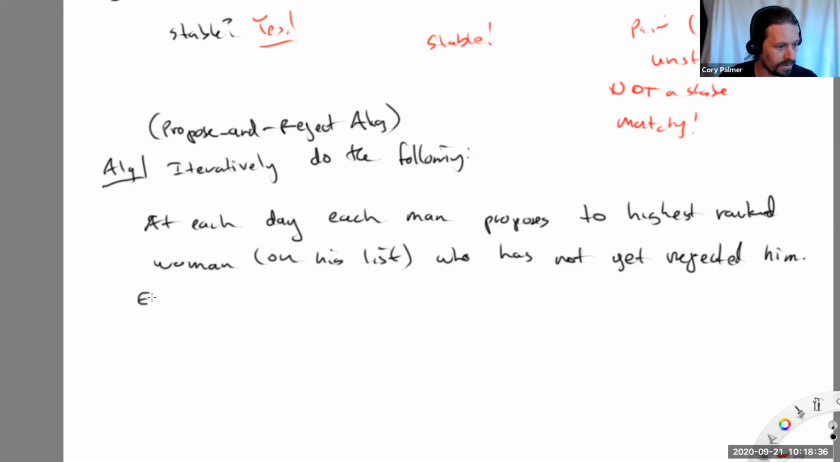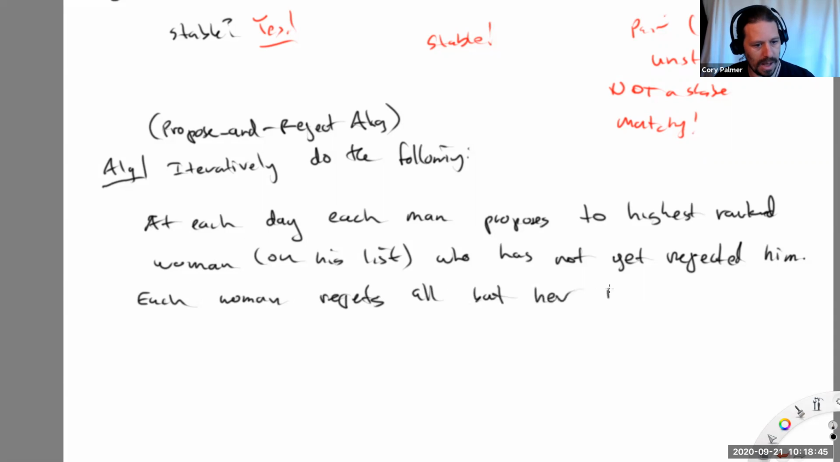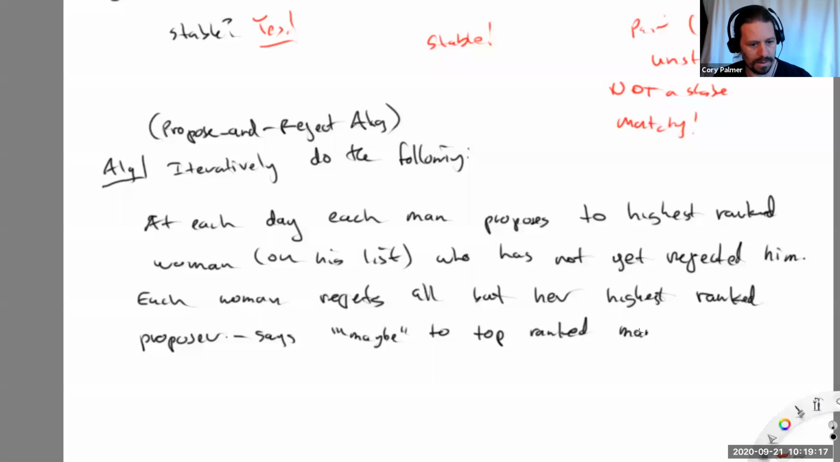Okay, so now each woman rejects all but her highest ranked proposer among the men. Two things to observe. If only one man proposed to me, then I don't reject anyone. I just say maybe. So I don't accept that one though. I just say maybe to the top ranked man. We don't really need this part here.